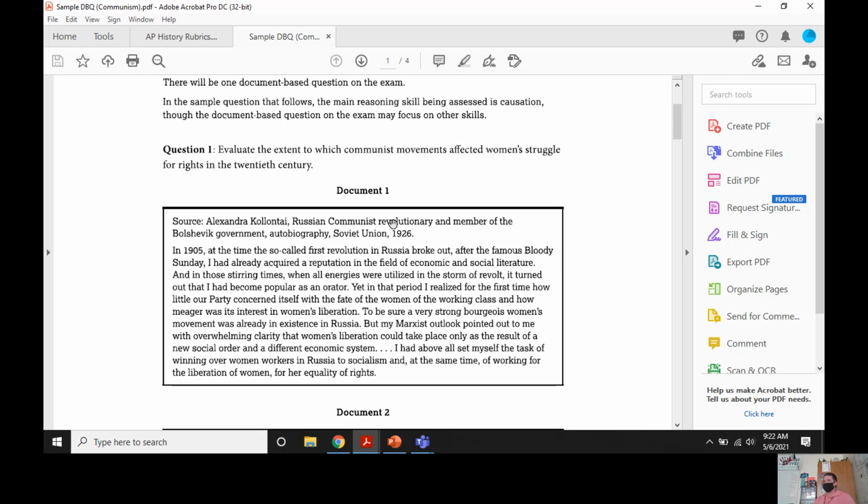Me, I like to read through the documents once, and write some notes off to the side of exactly what's going on in that document, how is the communist movement affecting the struggle for women's rights. And then at the end, I collect all those little notes. I try to condense it down, group some documents together if I can, and that's my thesis statement. That's how you do it. And once you have your thesis statement, the rest of the essay writes itself.